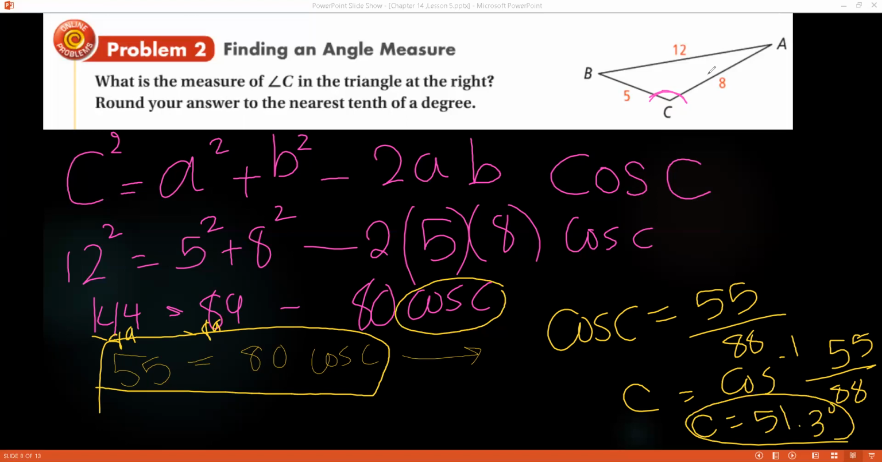And also, if I want to find angle B as an example, I have to use the same formula, the law of cosines, to find angle B. After I find angle C and angle B, I can find angle A using the sum of the angles in a triangle, which is 180. So this is a way to solve a triangle. Do you have any questions?